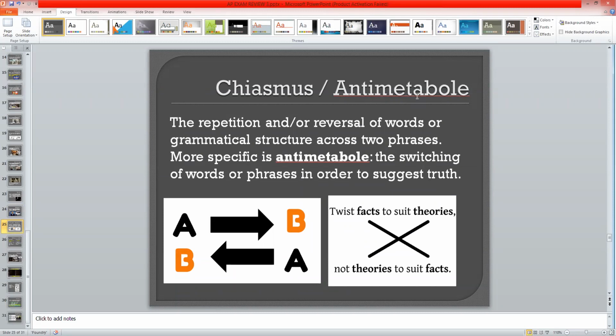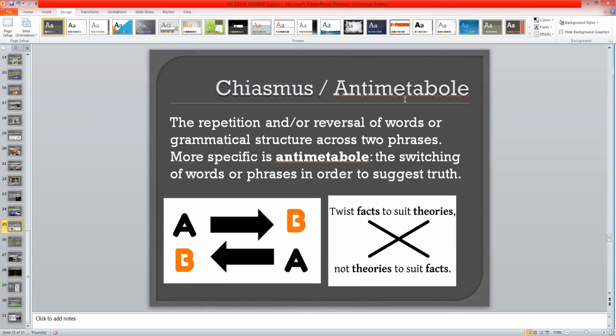More specific is antimetabole, which is the switching of words or phrases in order to suggest truth. This one is easy to see because we do it a lot, but it's hard to describe. If you look at the bottom right corner, I give an example where it says, twist facts to suit theories, not theories to suit facts. And you'll see what happened there. We basically flipped the sentence's content back and forth, but it's not different structurally. So in this case, that is antimetabole.